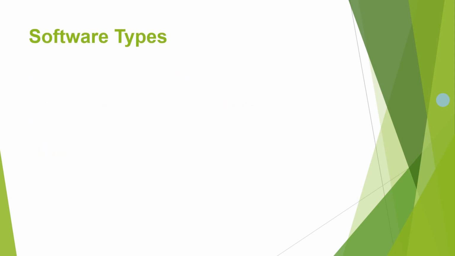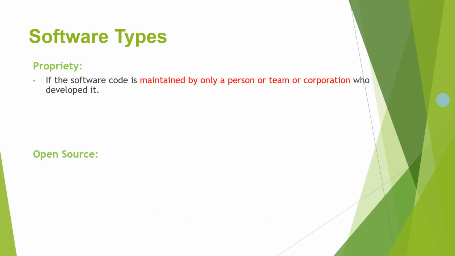Now, what are the different types of software? There are basically two types of software. First is called proprietary software, and the other is called open source software. Proprietary software is software code which is maintained by only a person, a team or a corporation. For example, Windows or Microsoft, IBM software, SPSS, Stata. Those are proprietary software.